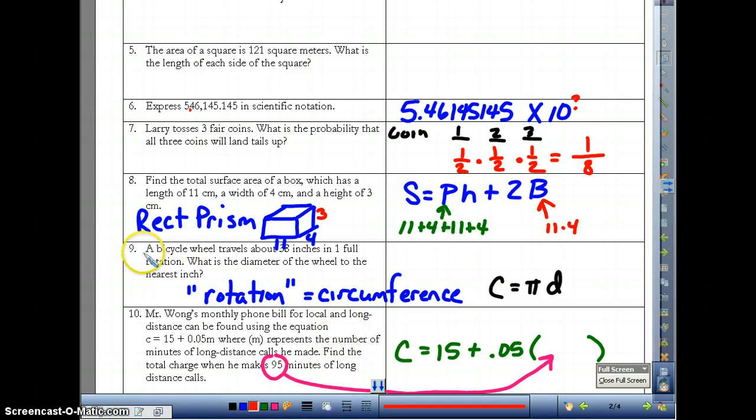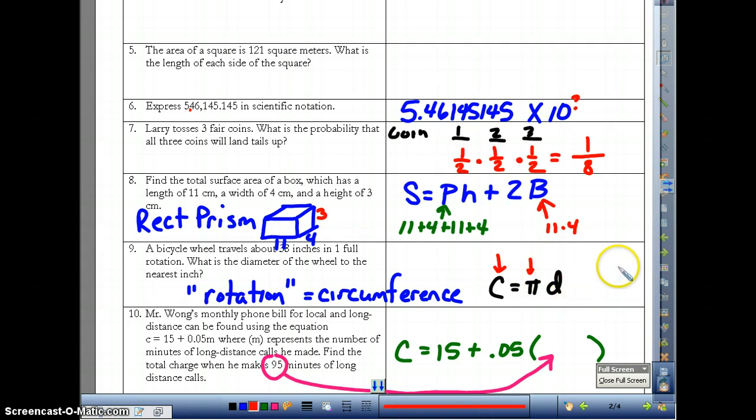Number 9, a bicycle wheel travels about 38 inches in one full rotation. What's the diameter of the wheel to the nearest inch? On our formula chart, one of our clue words for circumference was rotation. One rotation is the same as one circumference. So use your circumference formula. Put in 38 for your circumference. You know what to use for pi. Back calculate your D, your diameter.